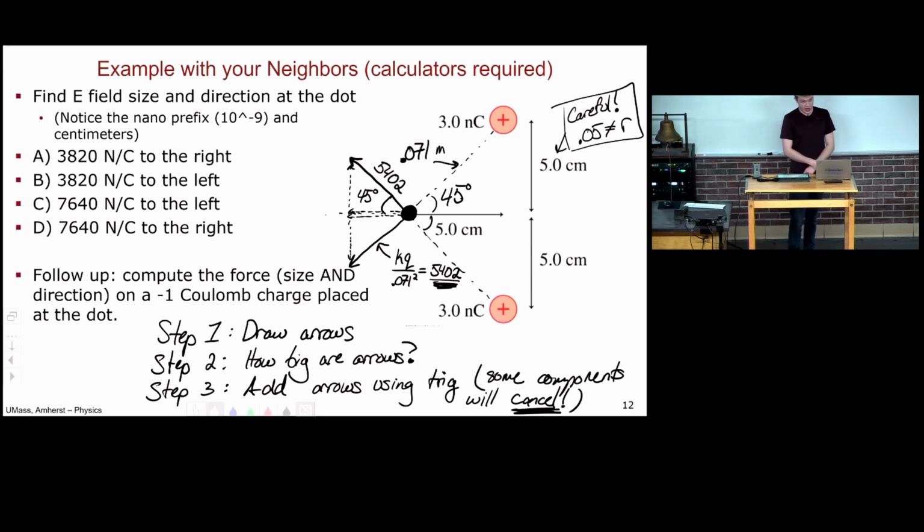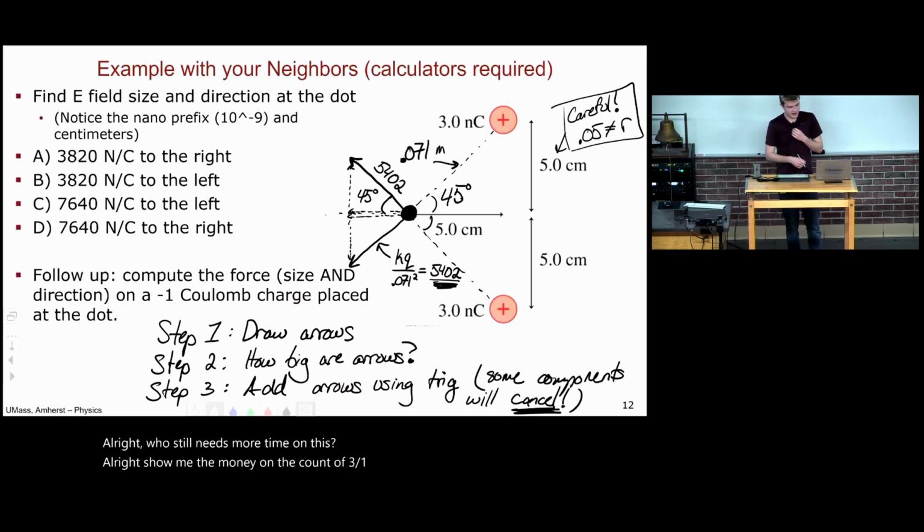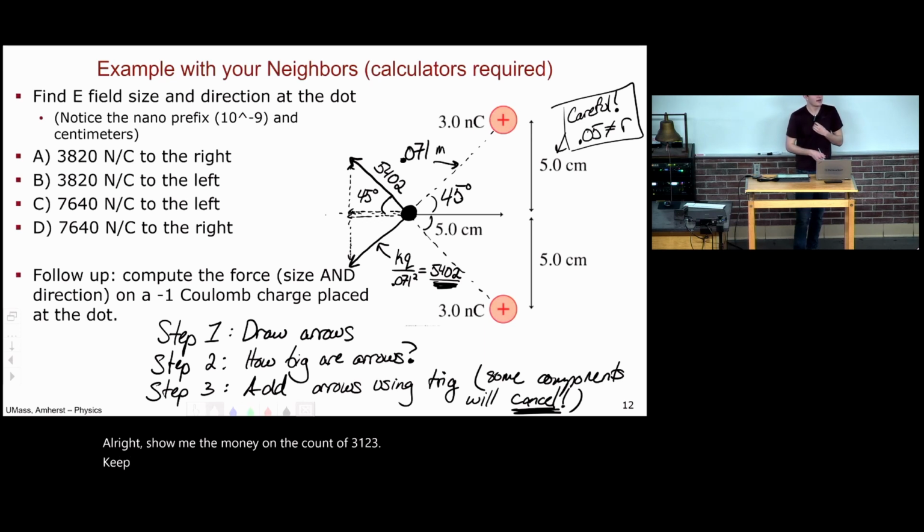All right, who still needs more time on this? All right, show me the money on the count of 3. 1, 2, 3. Keep going up, keep holding them up. All right, who had a lot of trouble with this one? A couple people? All right, I'm going to give you a quick walk through it.